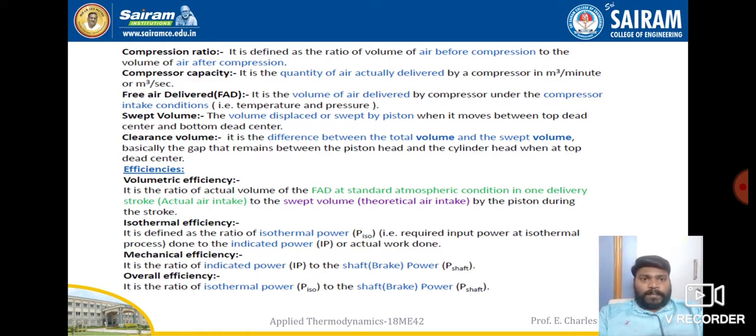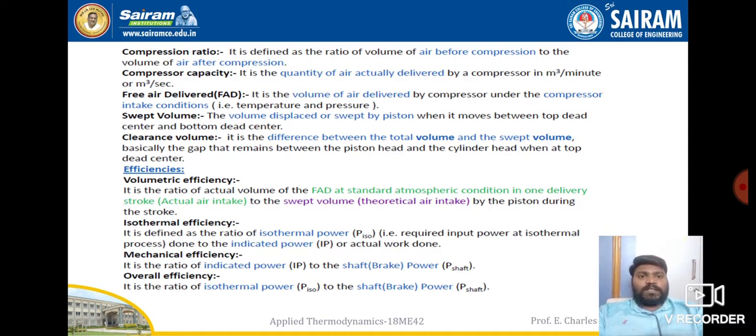And then compressor capacity, so how much amount of air it can be filled inside in terms of meter cube per minute or meter cube per second. So that is what the compressor capacity is, a quantity of air actually delivered by a compressor. So that is nothing but the compressor capacity.